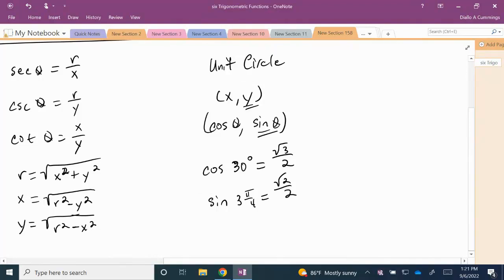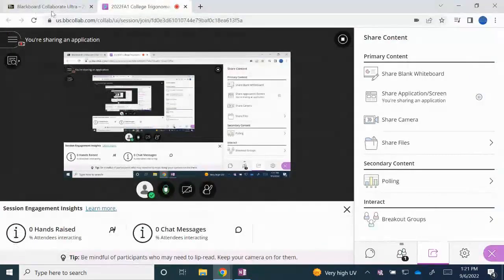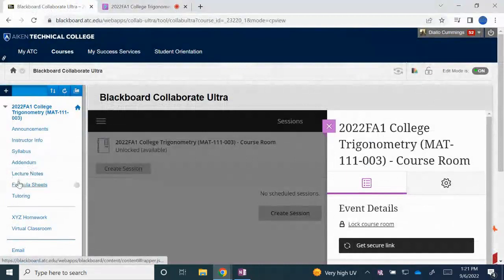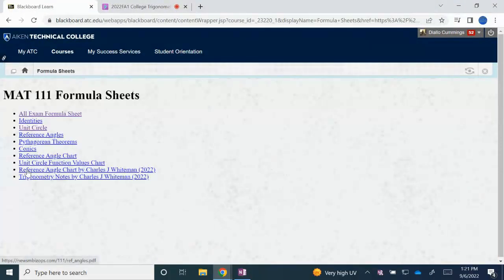Another place you can find or you can evaluate trig functions, and I'm going to go back to our main page in Blackboard. I'm going to go into formula sheets, and I'm going to use this unit circle function values chart.